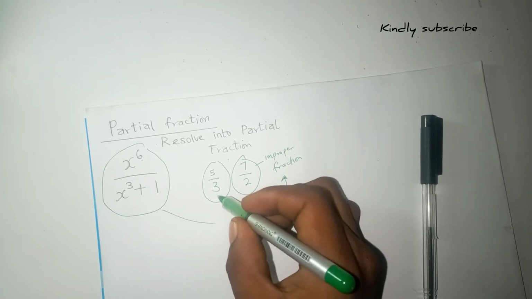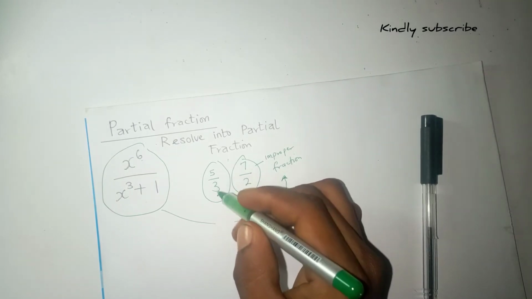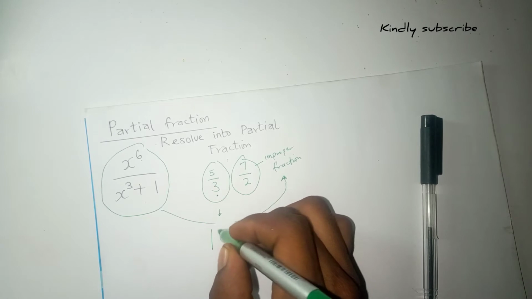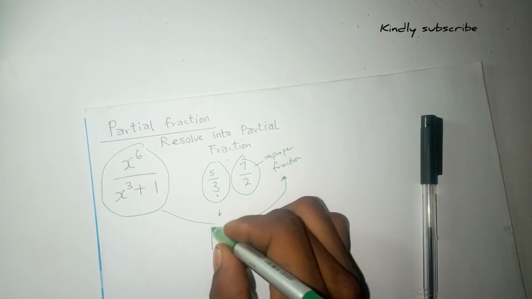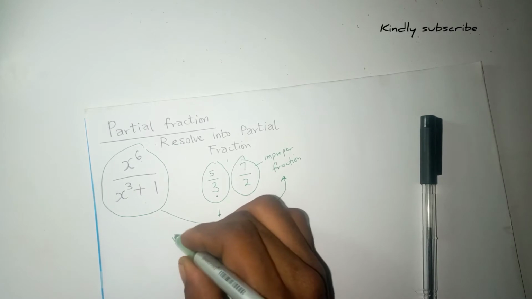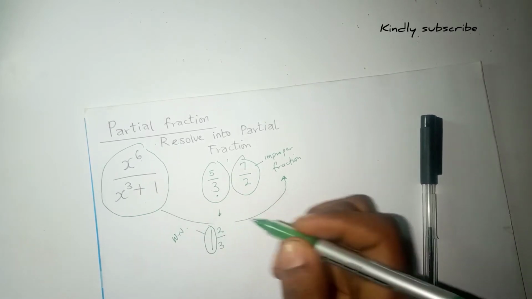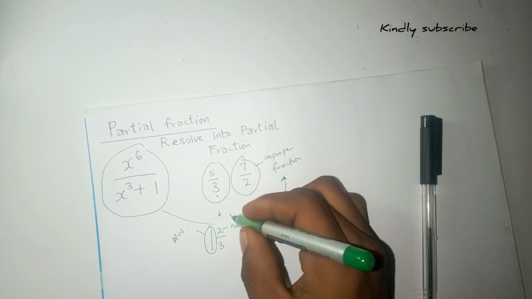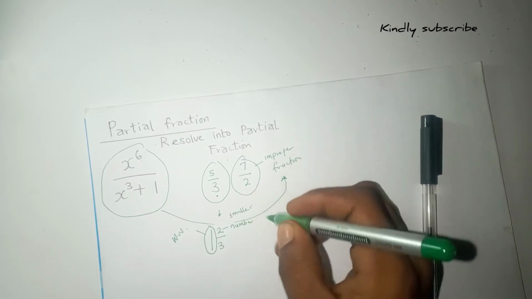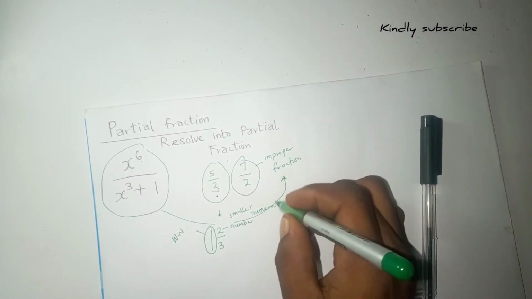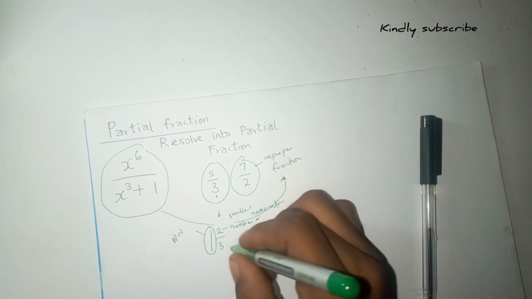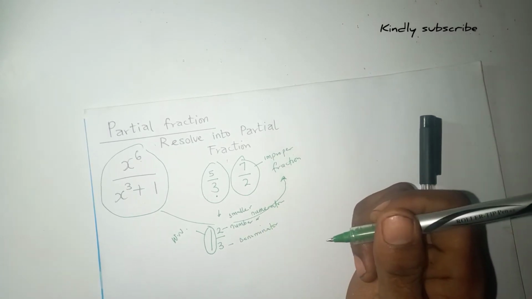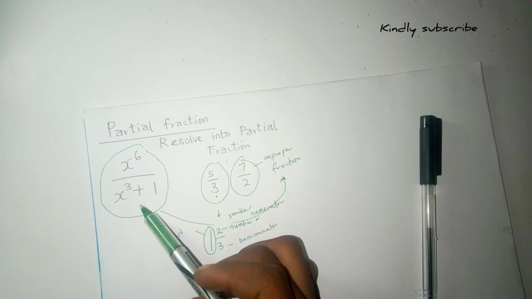So for me to resolve this to a mixed number, 5/3 could give me 1 and 2/3, such that 1 is a whole number. Then 2 is the smaller numerator, while 3 is the denominator. So that's what I'm going to do to this particular partial fraction.